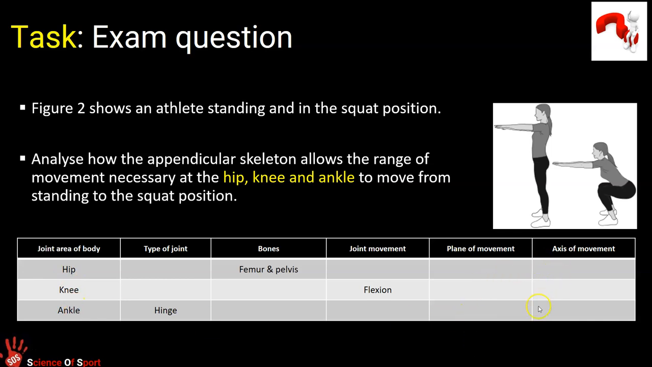And then, of course, for each of those 3 joints, you've got to state what plane of movement the movement is occurring in and what axis the movement is rotating around or moving around. So basically, create this table, fill it in for the downward phase of a squat.